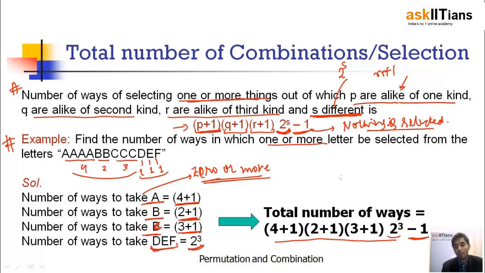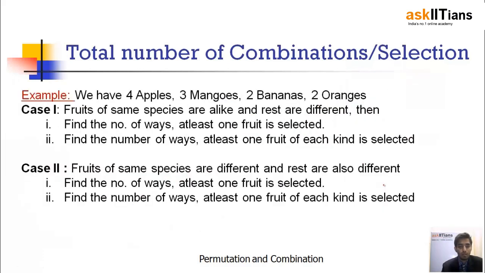So whenever there are alike objects, you will use n plus 1 number of ways, and whenever there are distinct objects, you will use 2 power n number of ways. Let us consider a different example.